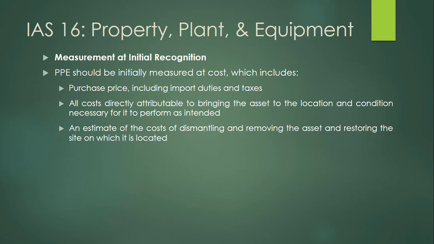For measurement at initial recognition, property, plant, and equipment should be initially measured at cost, which includes the purchase price, including import duties and taxes, all costs that are directly attributable to bringing the asset to the location and condition necessary for it to perform as intended, and an estimate of the costs of dismantling and removing the asset and restoring the site on which the asset is located.